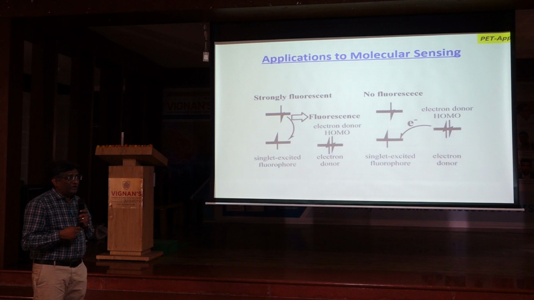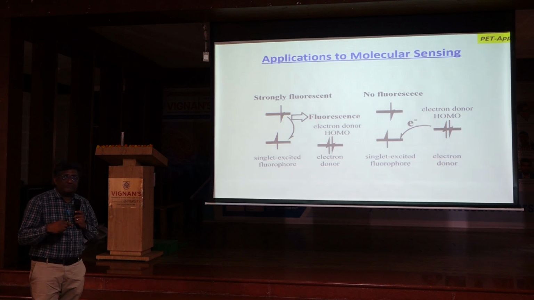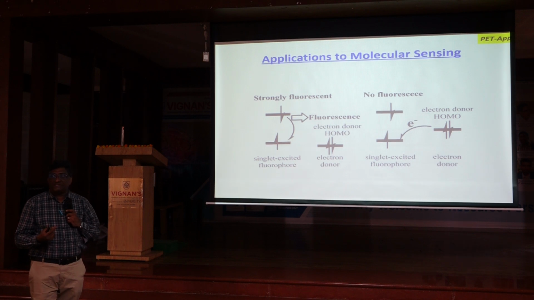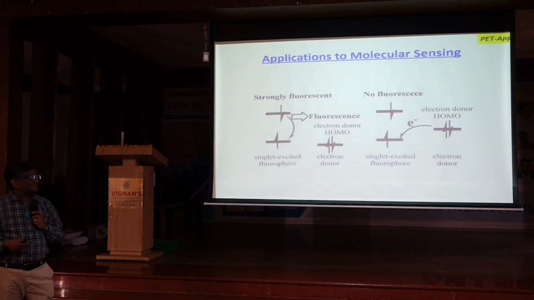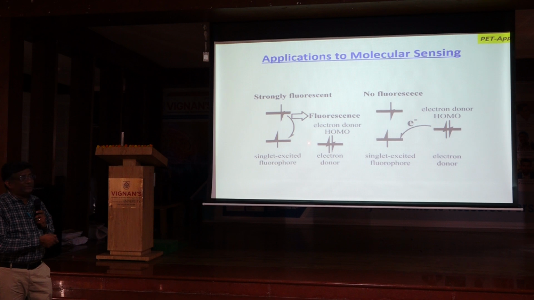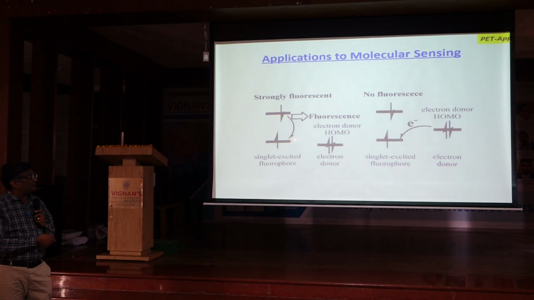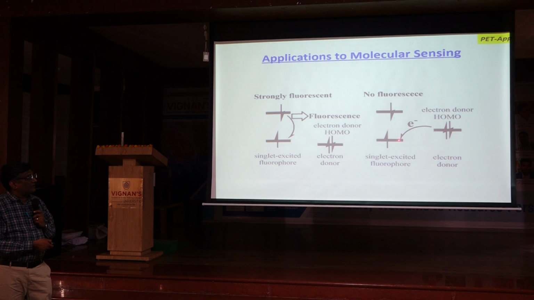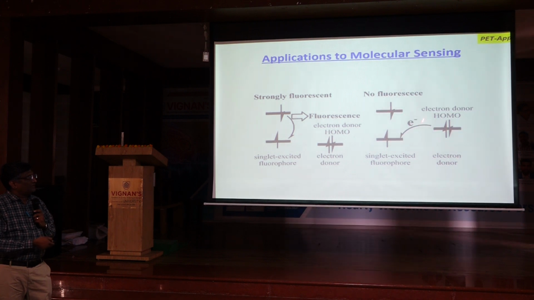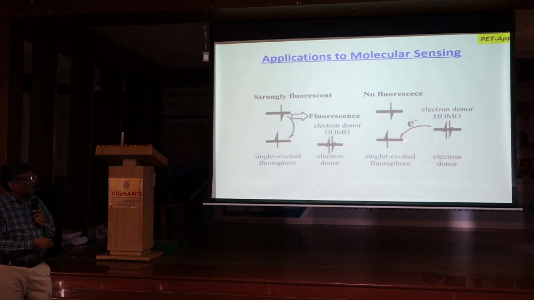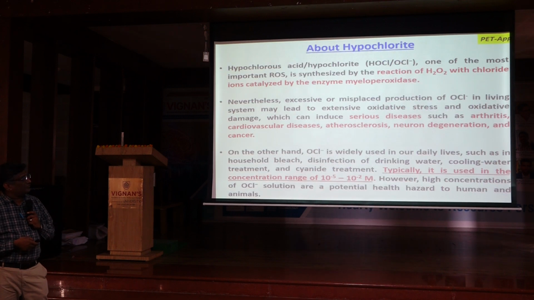And the same donor acceptor system, you can apply it for different types of applications, such as molecular sensing in this case. Again, the concept is pretty much the same: once you get excited, usually it comes back with fluorescence, but the moment you have a donor which is donating an electron, this electron cannot come back because this is filled. As a result of that, the fluorescence is quenched.